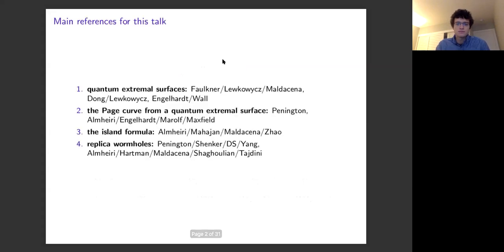So, some references for this talk. I'm not going to give historical references, but recent references include the following. The concept of quantum extremal surfaces in work by Faulkner, Lewkowycz, Maldacena, Dong, and Engelhardt and Wall. So that was a few years ago.